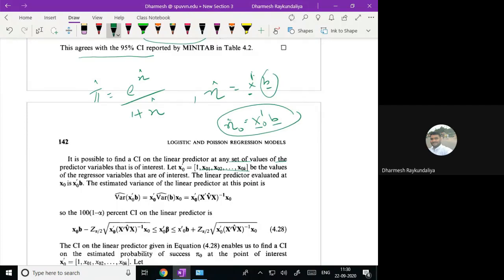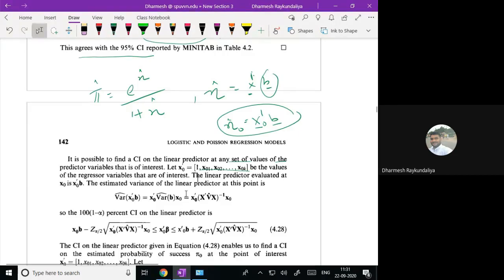For example, in yesterday's practical, we saw that if we give the dose as 1.8, we have only considered the one variable dose. That's why I have taken x0 as 1 comma 1.8. Here, because we have considered k regressors, x0 is 1 comma x01, x02 up to x0k. So that is given to you. Now you wish to develop the confidence interval for a linear predictor. So what should be the range of that?